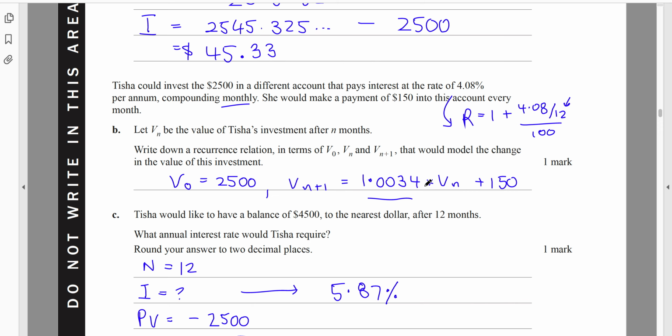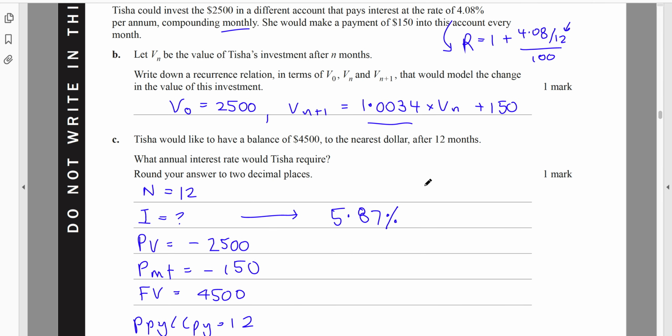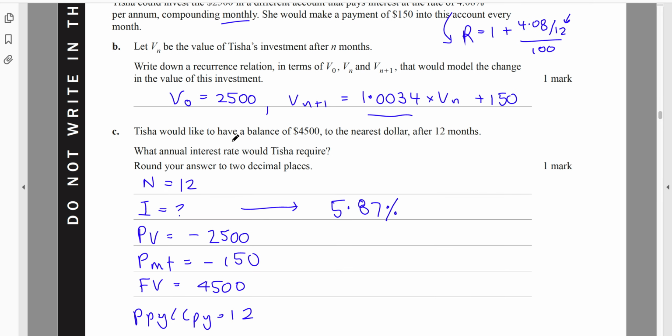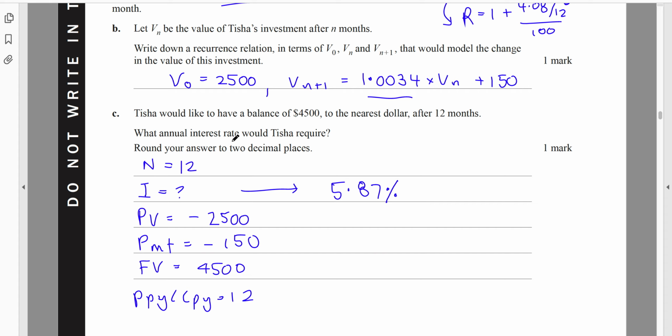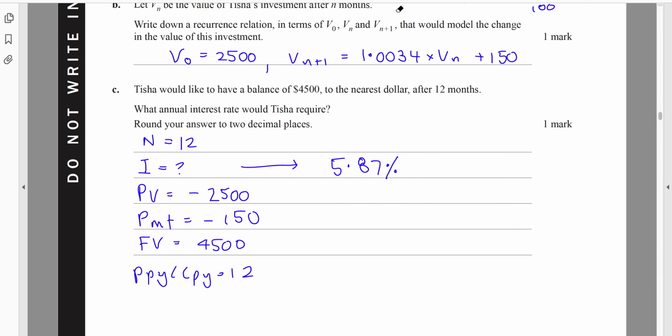Now, in this next question, you'll see she wants to have a balance of 4,500 after 12 months, and we want to know what interest rate she'd require. We can't use our recurrence relation, because it has an interest rate of 4.08, but this is saying we actually need a different rate for this to be possible. So you'll notice I've gone straight to using the finance solver. If I'm not told to use the recurrence relation, and I can't use it in this case anyway, the financial solver is my next tool.